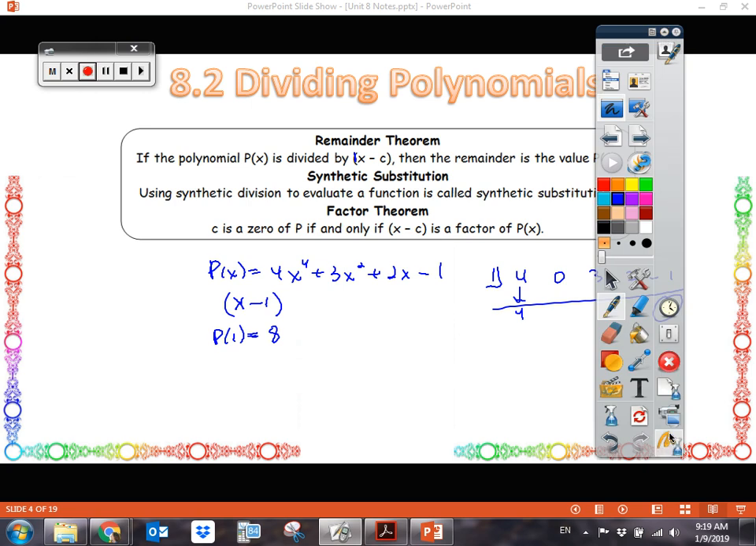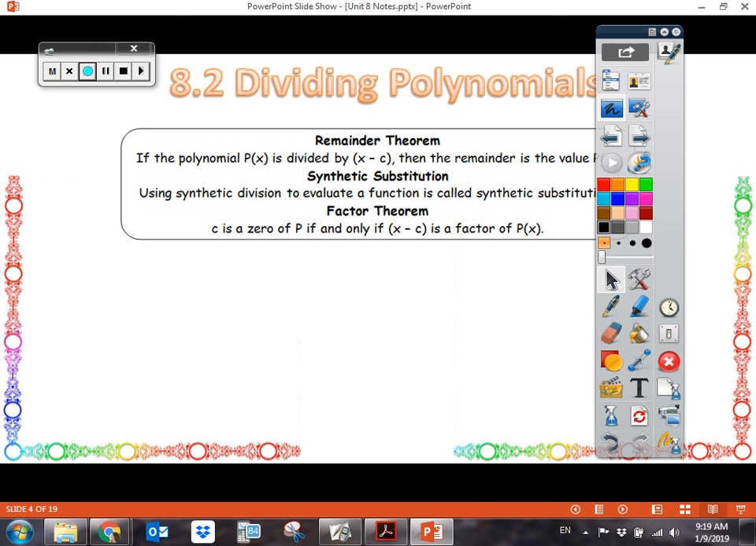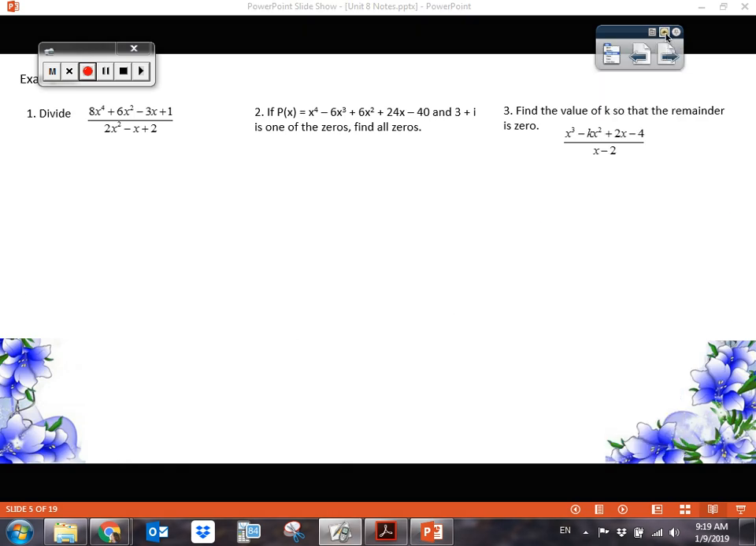So if you would flip to the second page, let's do some examples of division. The first one basically gives us a fraction. It says divide. So of course it's the numerator divided by the denominator. So 2x squared minus x plus 2 is my divisor, my dividend. Now let's talk about this for a second. I'm missing an x cubed. Do I have to put in plus 0x cubed? I don't have to, but it would be really convenient for me to do so.